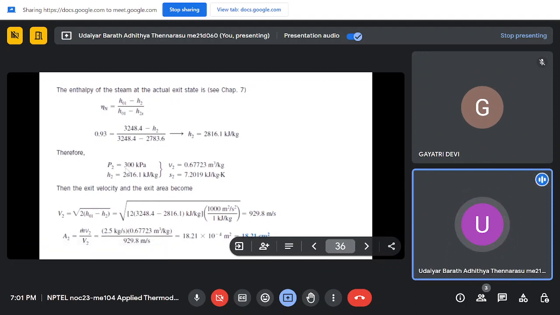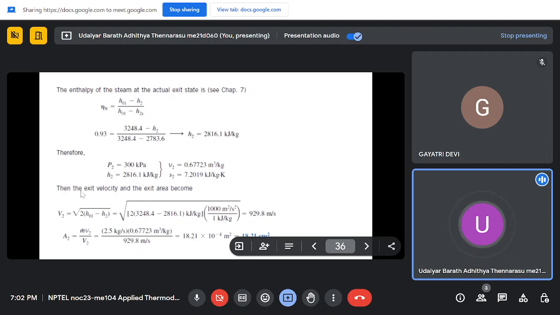So after that, we know the conditions, enthalpy and pressure. Using that we can find out the entropy and also the specific volume. The specific volume is 0.67723 and the entropy is 7.2019 kilojoule per kg.